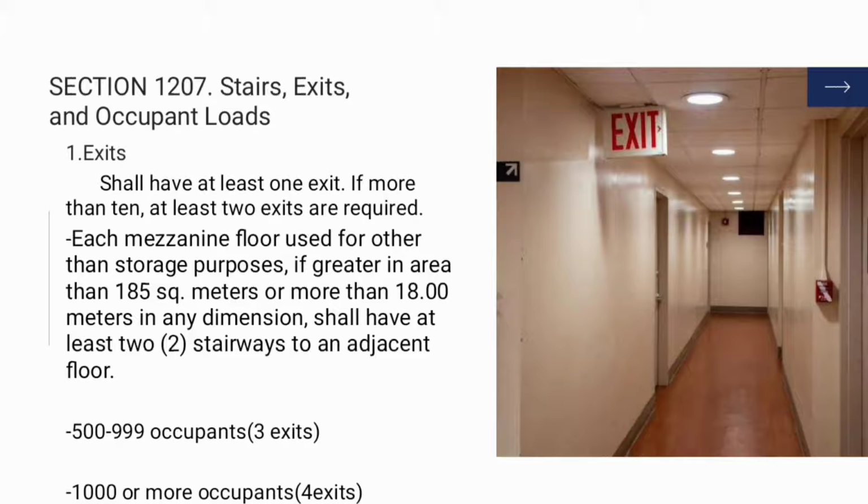So, each mezzanine floor used for other than storage purposes, if greater in area than 185 square meters or more than 18 meters in any dimension, shall have at least 2 stairways to an adjacent floor. And every story or portion thereof having an occupant load of 500 to 999 shall have at least 3 exits. For 1,000 or more occupants, it should have at least 4 exits. So, this is the required number of exits in a particular building.